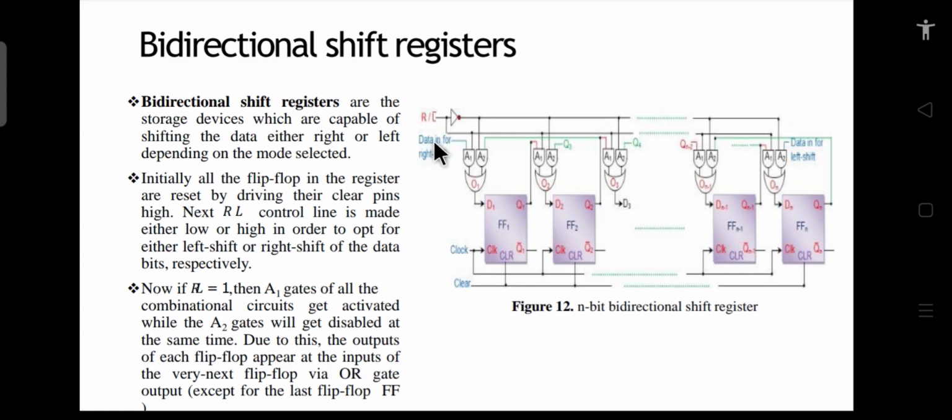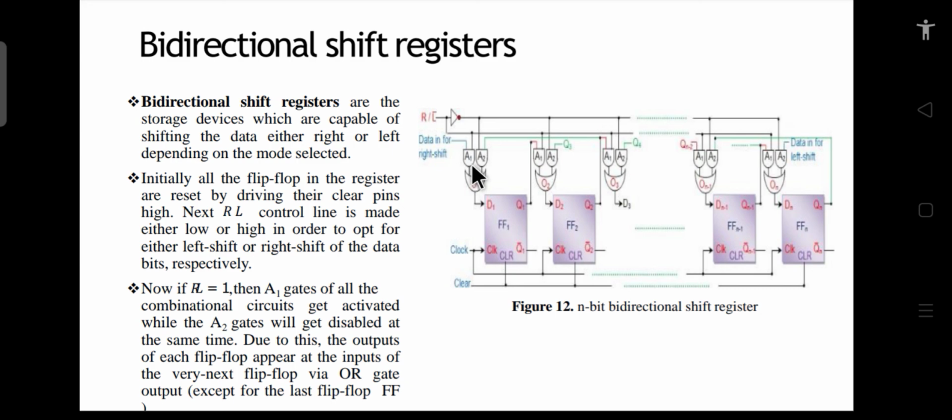This is controlled with the help of a control line. You connect an inverter, a NOT gate, here. When this line is 1, this will be 0. In this case, the second gates in each of the flip-flops become deactivated. So when this line is 1, these AND gates will be enabled.